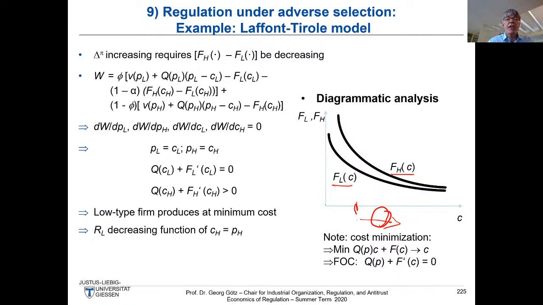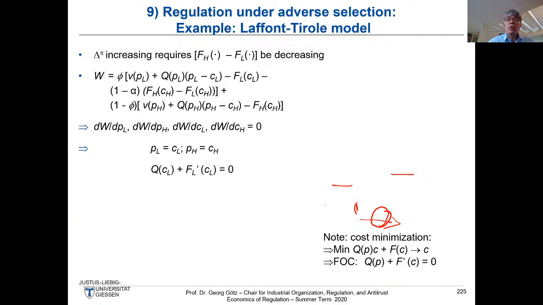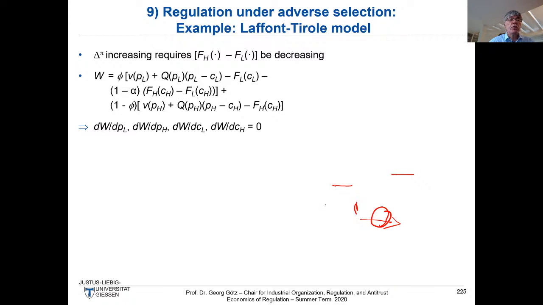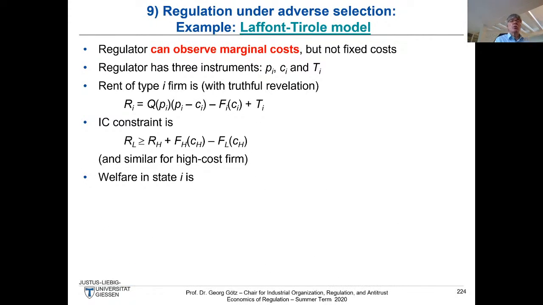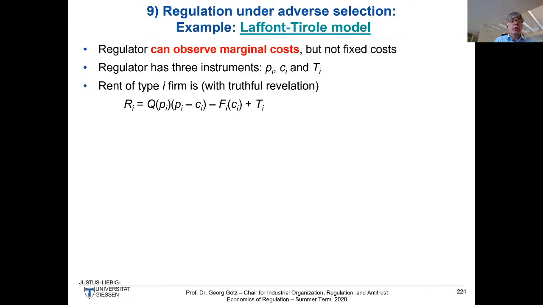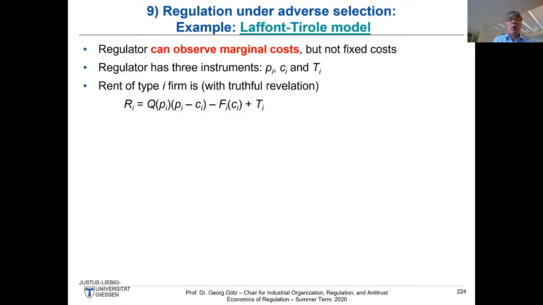Okay, that's what we have here, and actually that's what we are going to calculate here. What is the optimal CH? And actually, we do really the same thing as we did on the previous slide. So here we now have 3 instruments rather than 2. Again, I was too quick here. We have 3 instruments, namely the price, the marginal cost, and the transfer, because we could also set a price higher than marginal cost.